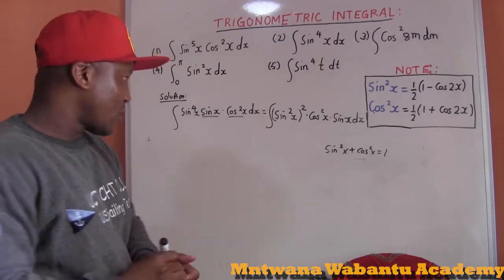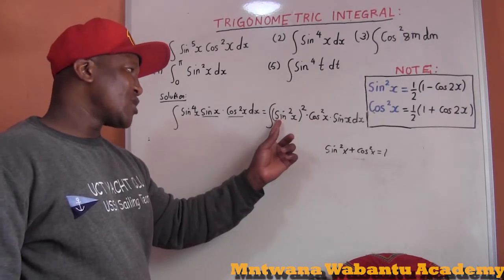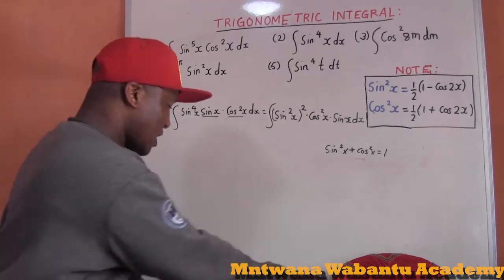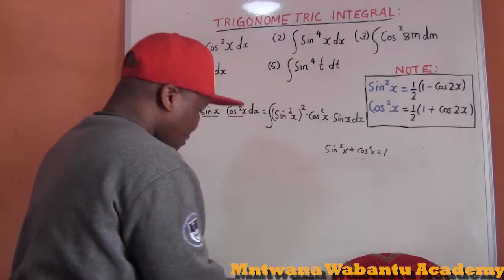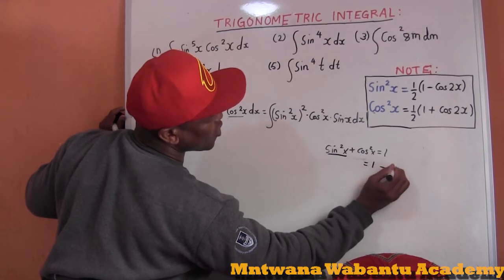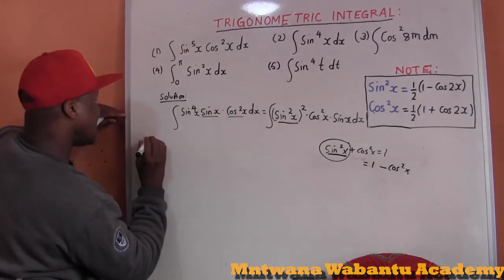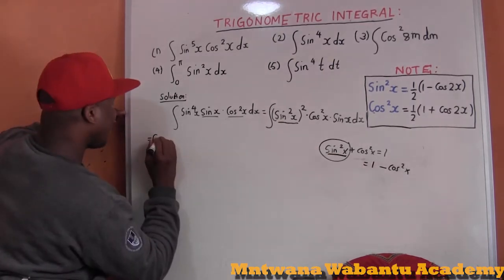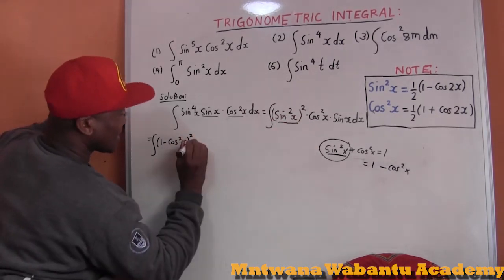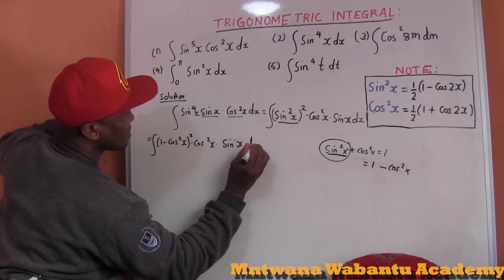Look at this, this is very, very important. Now I'm going to replace sine x squared. I could replace it with cos x squared, but I think this is going to be easier. Make sure you replace sine x squared for this question. What is sine x squared? Sine x squared means 1 minus cos x squared. If I make sine squared the subject of the formula, it equals 1 minus cos squared. So now I replace sine x squared with 1 minus cos square x, but we have the square outside, times cos square x times sine x dx.